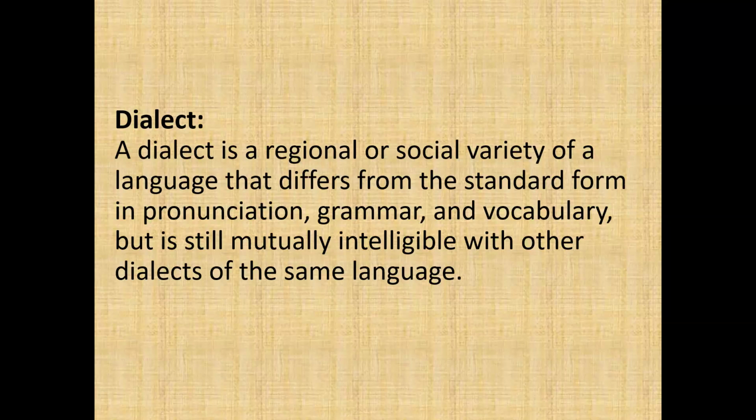If you take the Sinhalese language, there is a standard form which we use for writing and for formal situations. But a dialect is something different. The differences are in pronunciation, grammar, and vocabulary, but it is still mutually intelligible with other dialects of the same language. So there may be many dialects for one language. How Sinhalese is spoken in the southern area is different from how it is spoken in the upcountry, in the Anuradhapura area, and in other places. Even Tamil is like that.